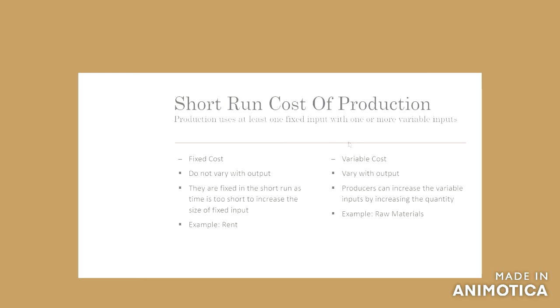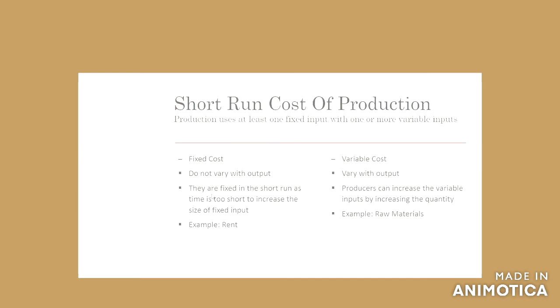It means even though we produce more input, we still have one fixed input. So short run cost of production have two costs. First is fixed cost and second is variable cost. So fixed cost, it does not vary with output. It means it does not have any relationship with output.